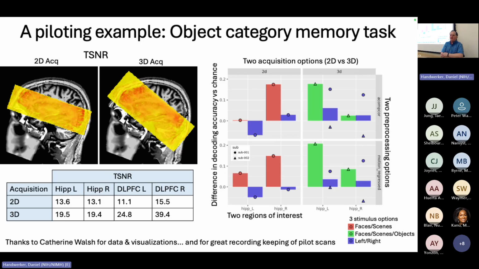So the question is why the volumes are different in 2D versus 3D. The answer is that this is the field of view collected, and each time they scanned, they ended up collecting a slightly different volume.